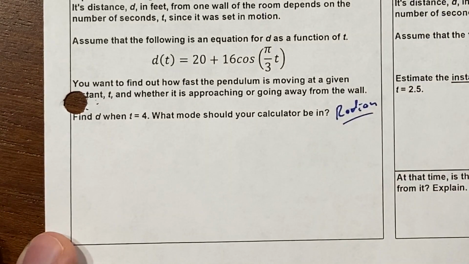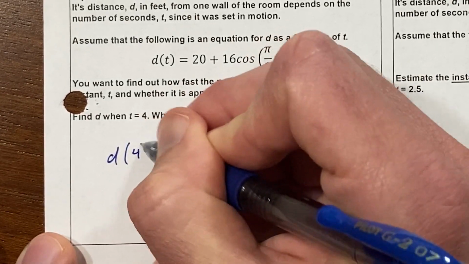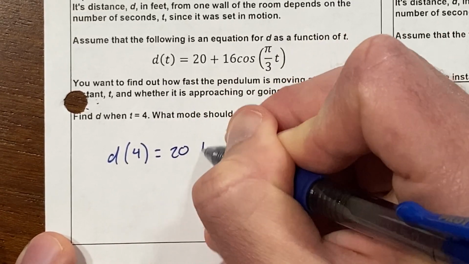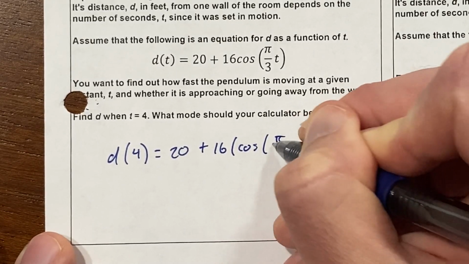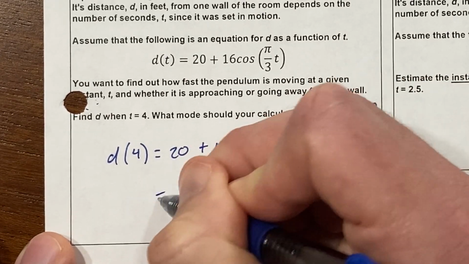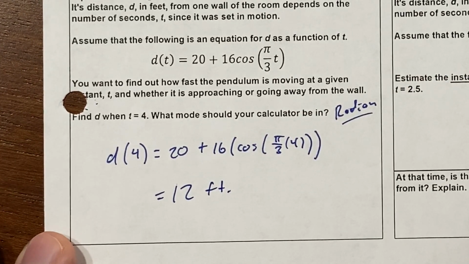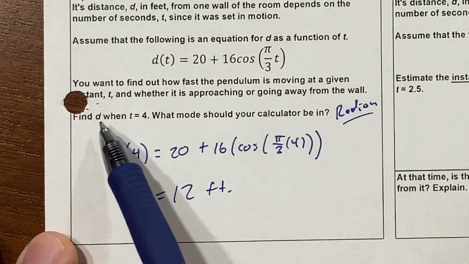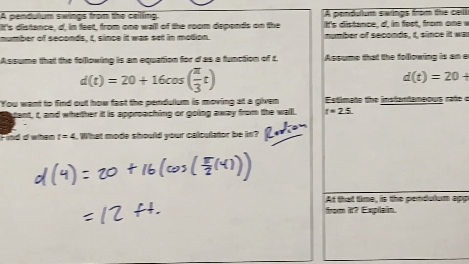Okay, put it in radian mode. Find D when t equals 4. That's just plugging it in. That's not anything special. D of 4, that would be 20 plus 16 times cosine of pi over 3 times 4. And when you punch that in your calculator, you get 12 feet. Okay, so that's the distance at 4 seconds, how far it is away from the wall. Okay, all right, let's look at the next one.